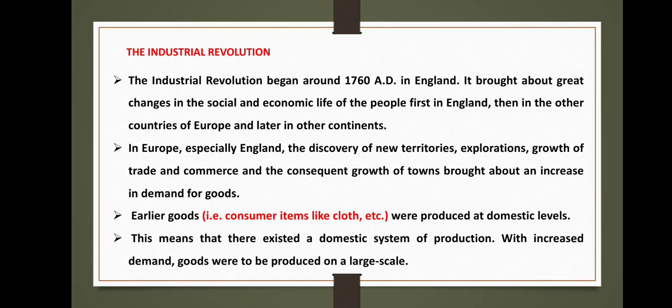In Europe, especially England, the discovery of new territories, explorations, growth of trade and commerce, and the consequent growth of towns brought about an increase in demand for goods. Earlier goods, that is, consumer items like clothes, etc., were produced at domestic levels. This means that there existed a domestic system of production. With increased demand, goods were to be produced on a large scale.